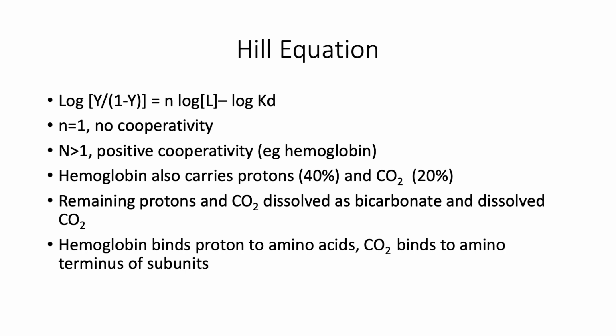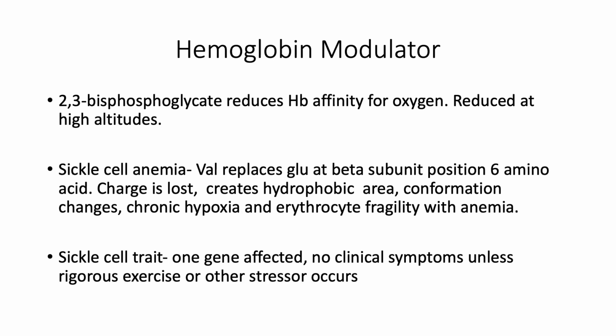The remaining protons and carbon dioxide are dissolved as bicarbonate and dissolved carbon dioxide, and these have an impact on the conformation. Hemoglobin binds a proton to amino acids, and the carbon dioxide binds to the amino terminus of subunits. And these are elements which help configure the hemoglobin molecule as the oxygen binds.